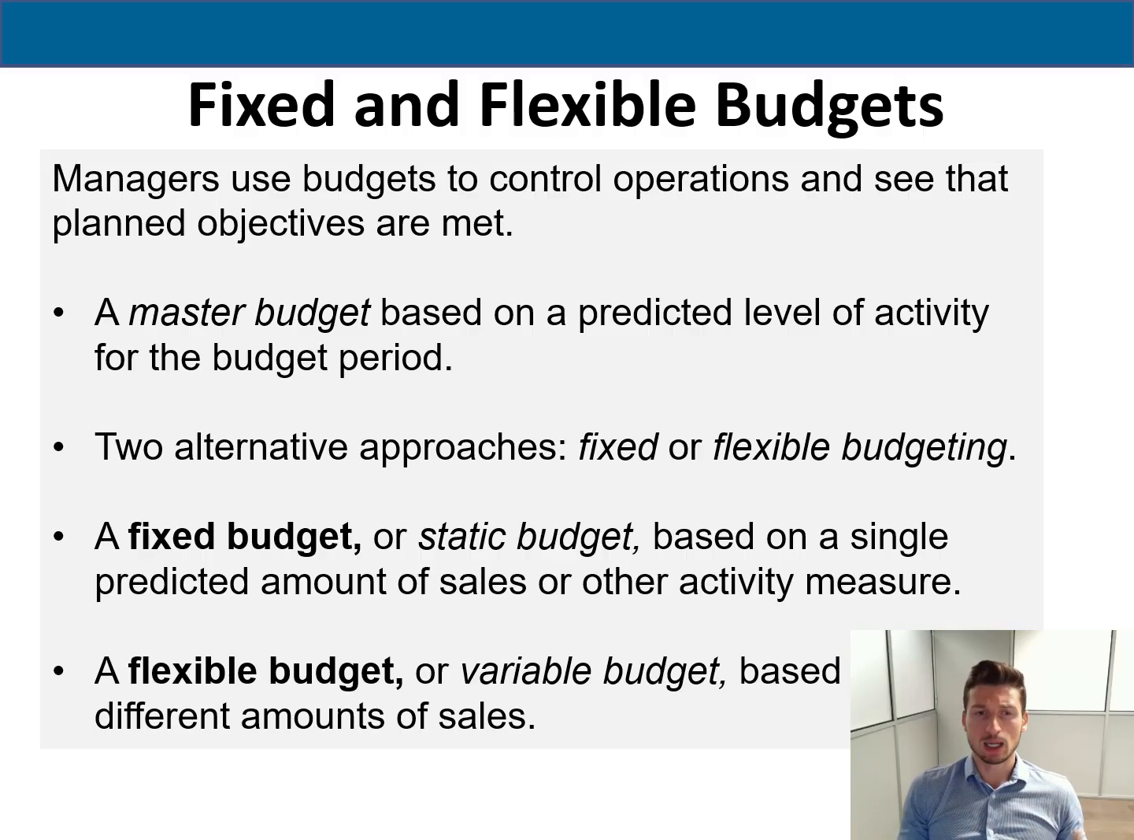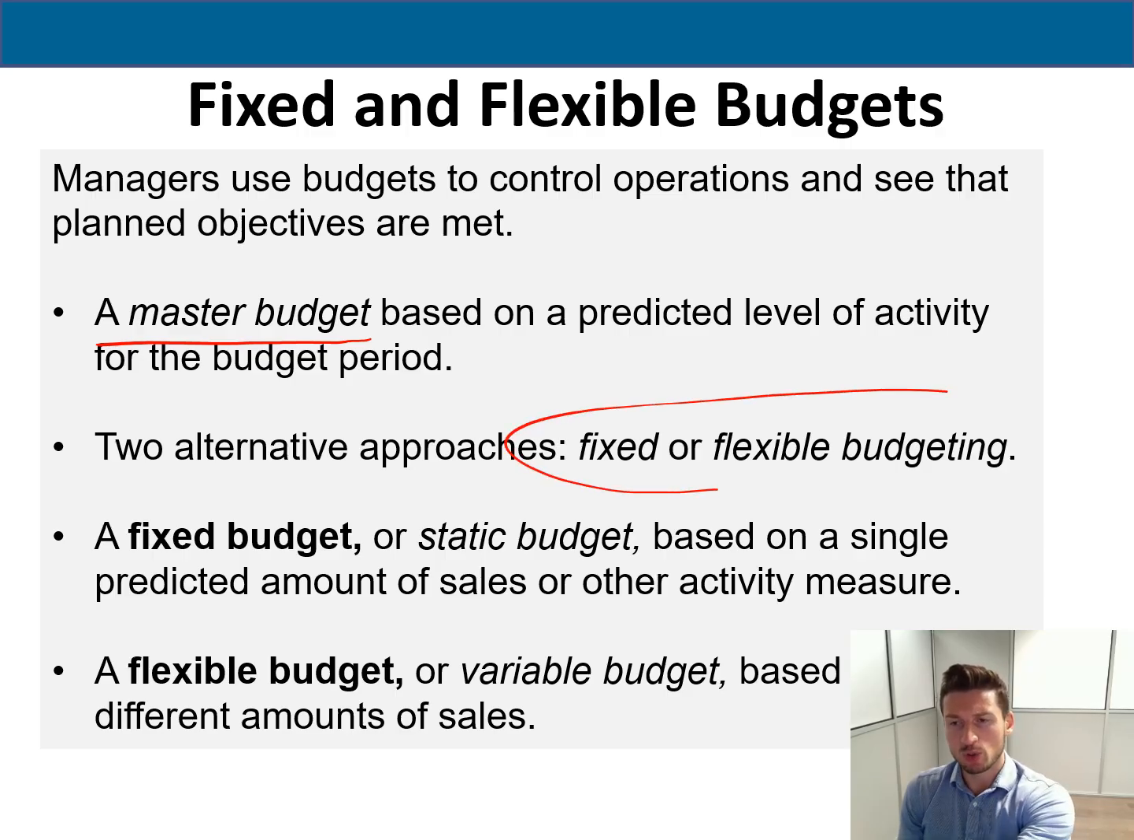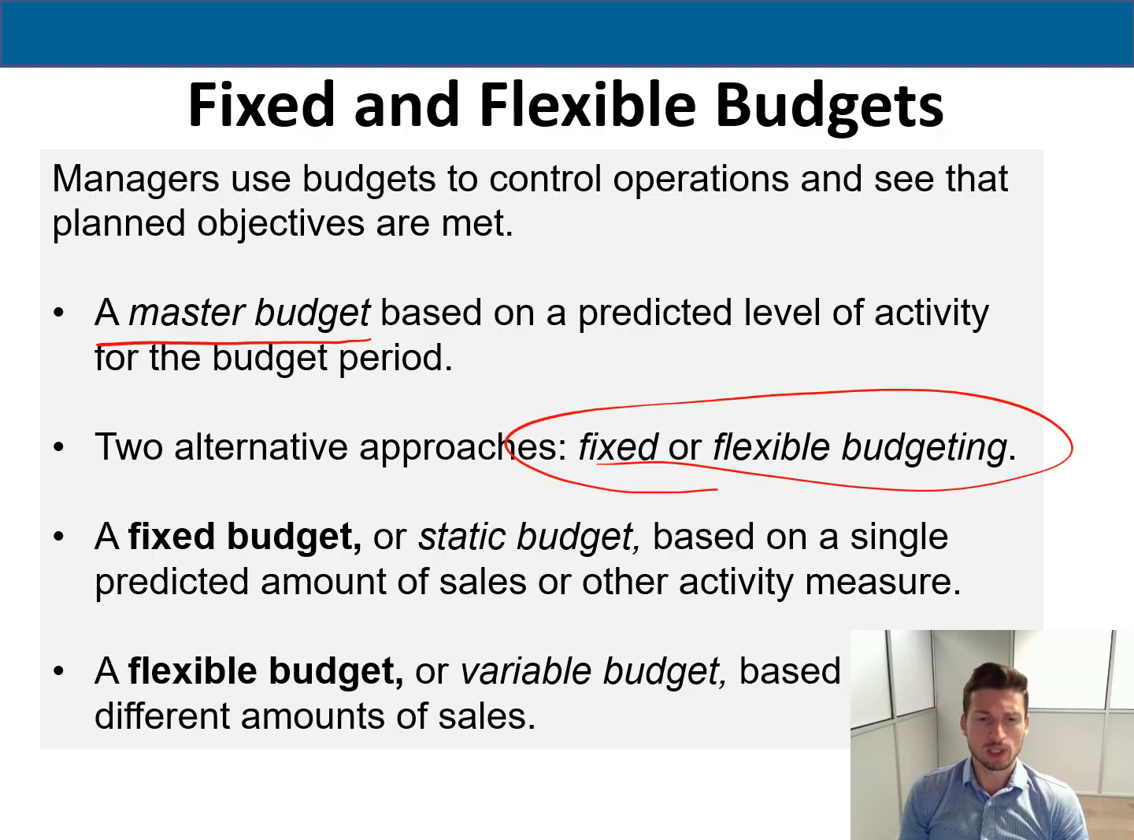That's called a master budget in general, and a master budget is always based on a predicted level of activity for the budgeted period, which means that in the master budget we know around how much activity we are planning to sell and how many costs we will have, and afterwards we compare them to real results. We have two approaches, fixed and flexible budgeting. We're going to talk about it a bit later.